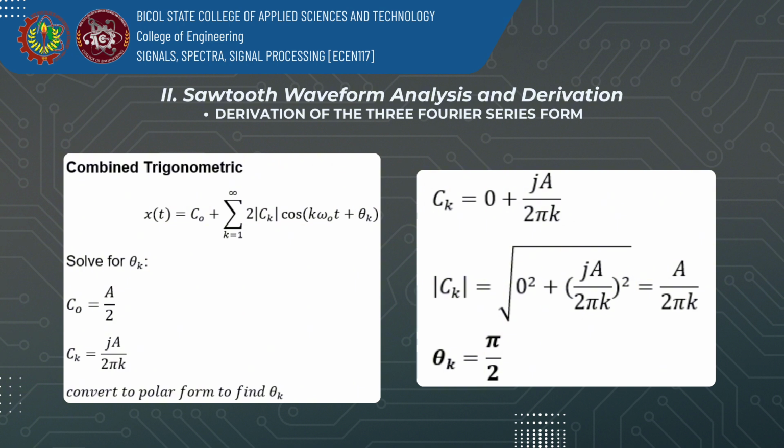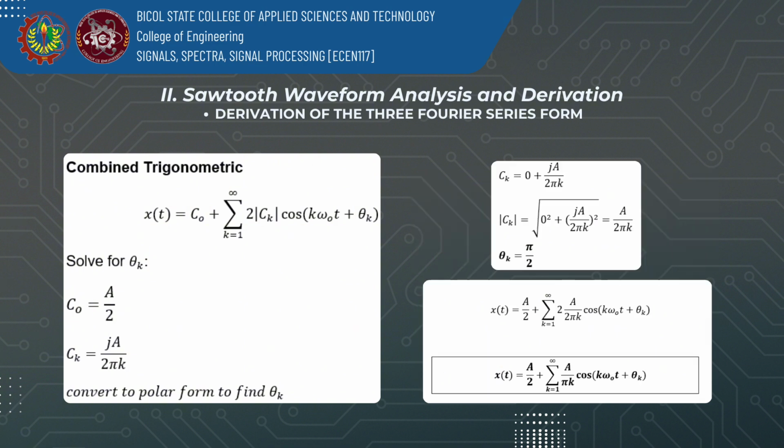So finally, the combined trigonometric form, here combining the real and imaginary parts. Since our calculation earlier was pure imaginary, c sub k has a j, so the phase angle theta k is 90 degrees or pi over 2. So the magnitude is derived using the Pythagorean concept, resulting in A over pi k.